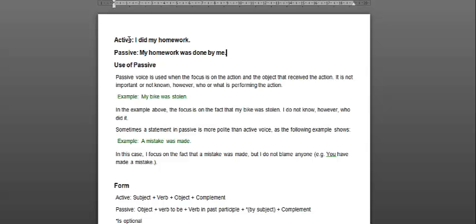So, what's the difference between active and passive is that in active, we want to emphasize the person that does a certain task or verb. For example, the verb is did, right? That's the verb, did. So we want to emphasize that I did my homework. However, when we talk about passive voice, we want to emphasize the action and the object that received the action.